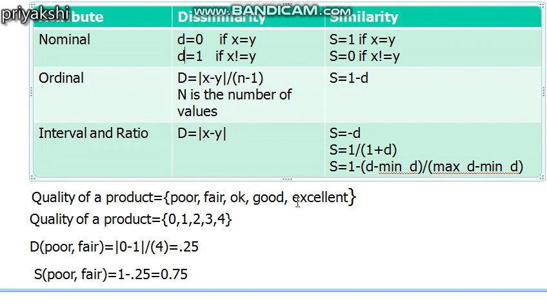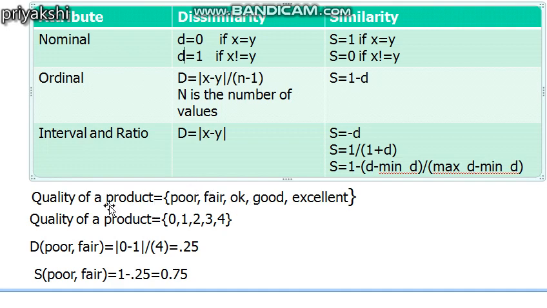Okay, so it would seem reasonable that a product P1 which is rated excellent would be closer to a product P2 which is rated good than to a product P3 which is rated okay. To make the observation quantitative, because it is in qualitative form, the values of the ordinal attribute are often mapped to successive integers beginning with 0 or 1. So in this example, we have converted poor to 0, fair to 1, okay to 2, good to 3, and excellent to 4. Okay. So then we will find the distance.